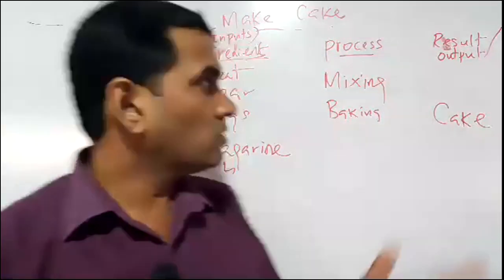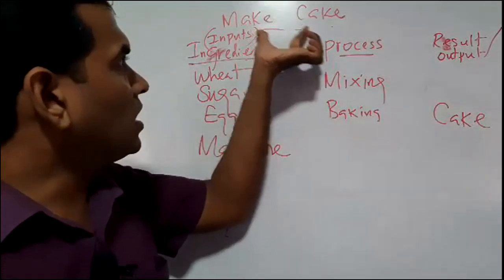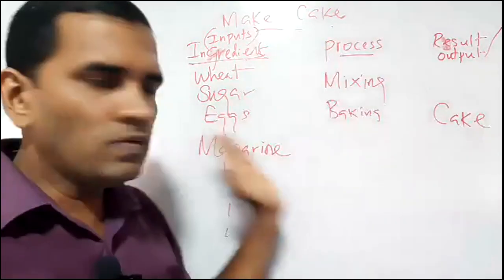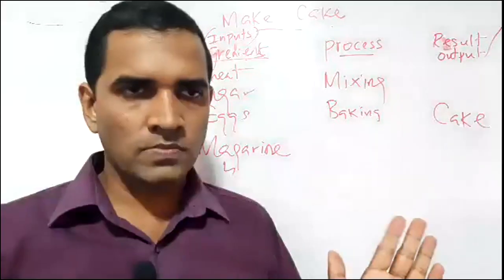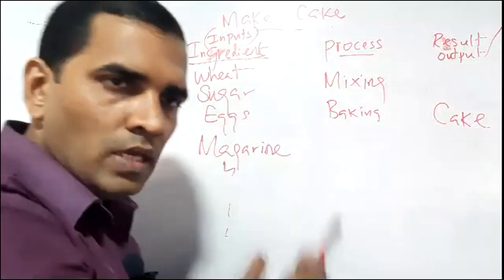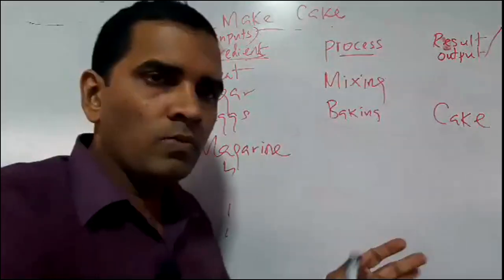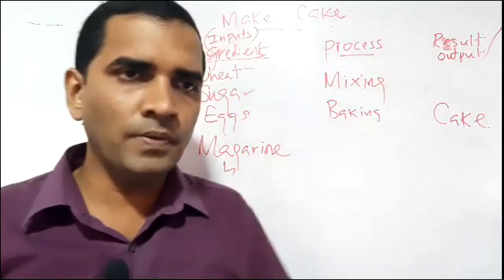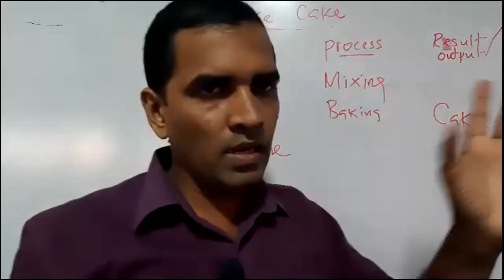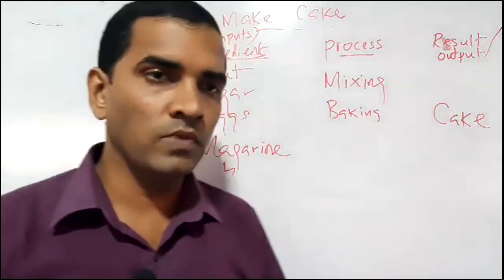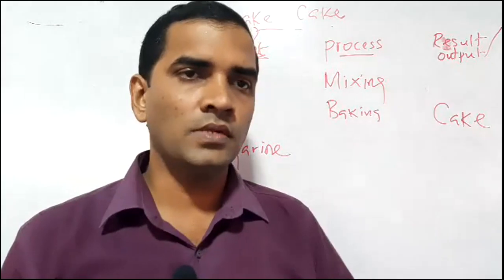Have you understood? So now the task of making a cake is divided into 3 columns. In the first column, we have ingredients which are needed for the cake. In the middle column, you have the processes that need to be performed. And in the last column, you have the final outcome. You have the final output, that is the result.